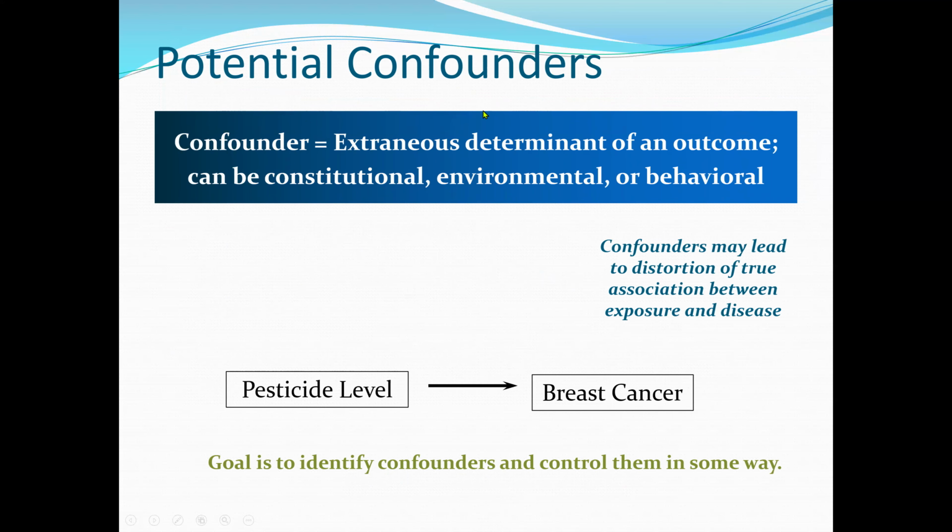Now, what are potential confounders? First, let's go through the definition of a confounder. Here we say a confounder is an extraneous determinant of an outcome. It can be constitutional, environmental, and behavioral. Now, a confounder normally will be, for example, if we have two variables, exposure and outcome, cigarette smoking, one variable, causes lung cancer, the second variable. Now, a confounder can be a third variable that can create an association or relationship between exposure and outcome.